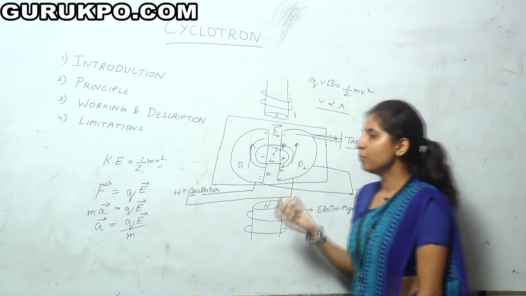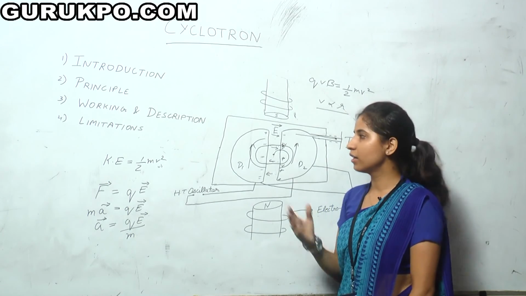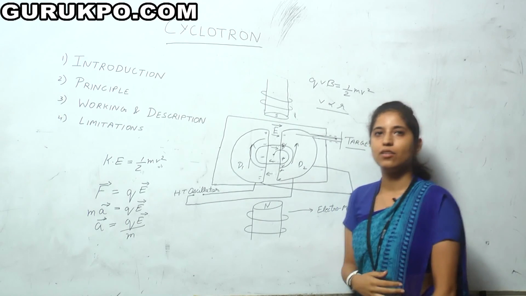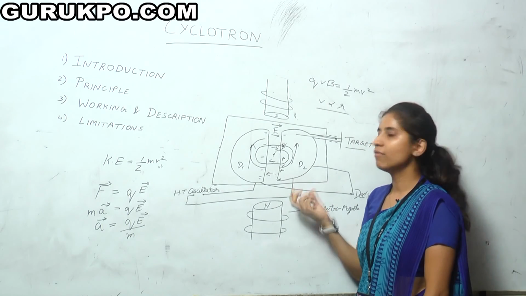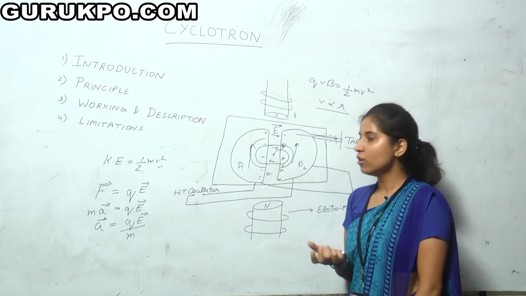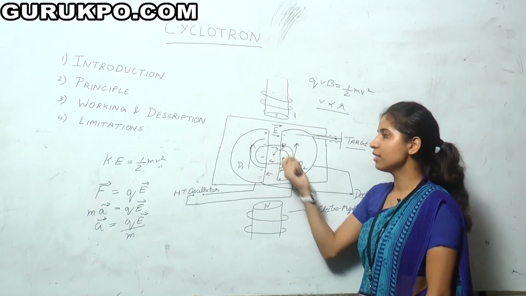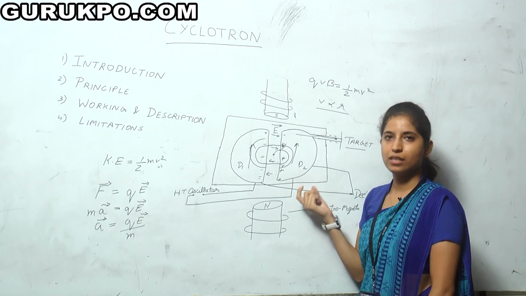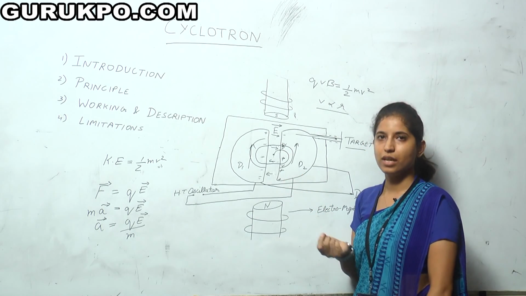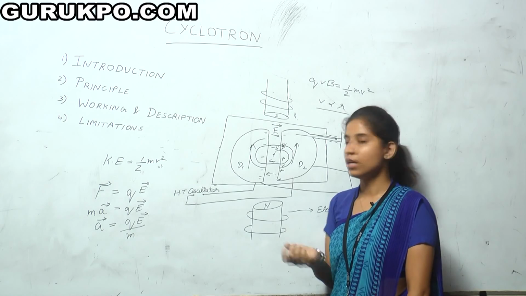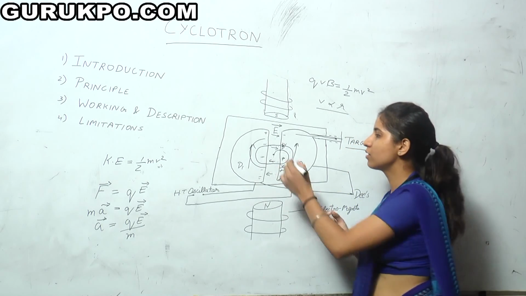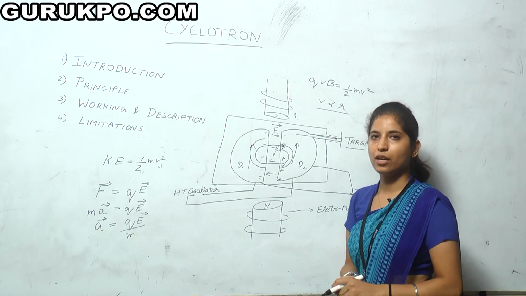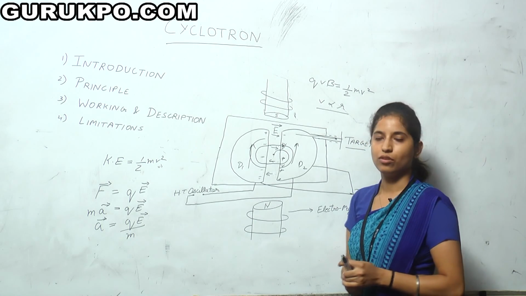And its limitations are that it cannot be used for electrons. As electrons have very low mass, they will accelerate so fast and step out very quickly. So they cannot accelerate electrons, and even neutrons, as neutrons are uncharged particles, so it can only accelerate positively charged particles. So neutrons and electrons cannot be accelerated in the cyclotron.